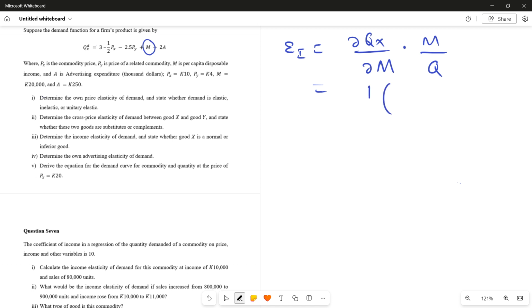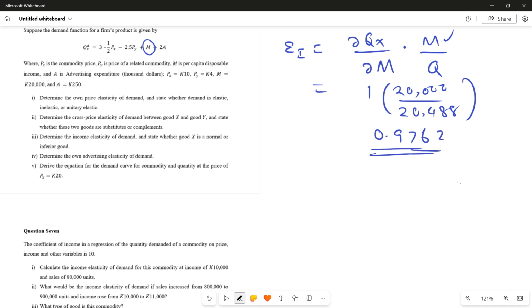So I will just be multiplying this same thing by income, which is 20,000, divided by 20,488. So 20,000 divided by 20,488 is giving me a positive 0.9, 0.76, maybe to 2 to 4 decimal places. It's giving me this number.